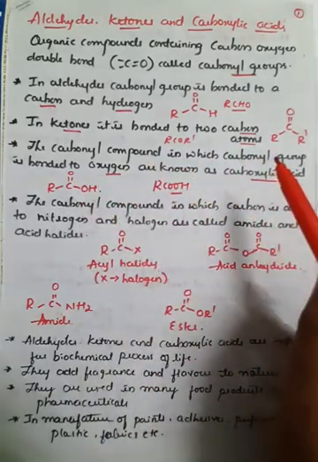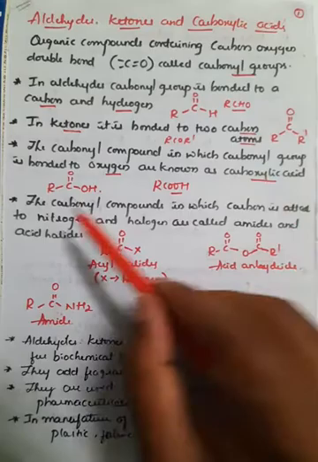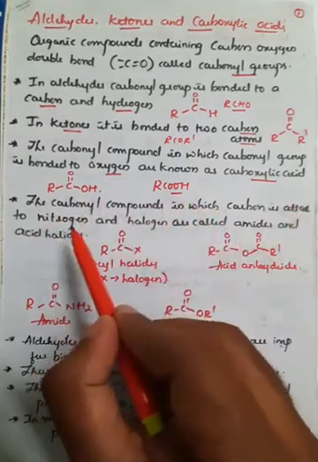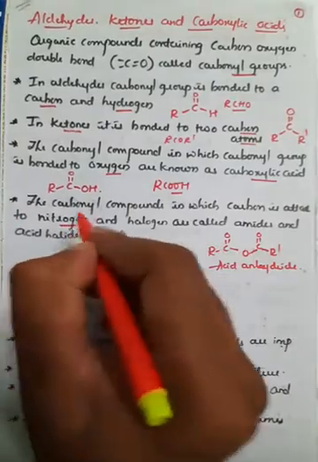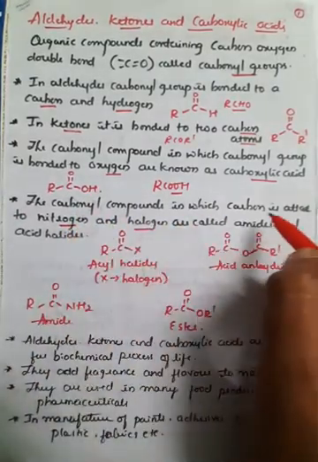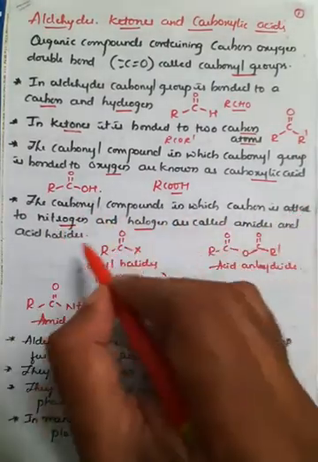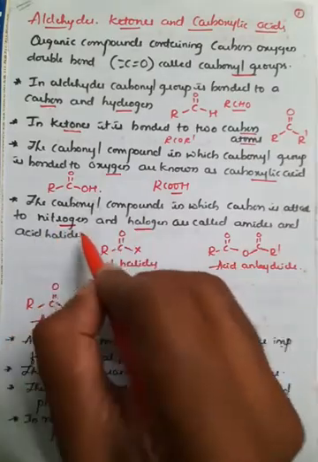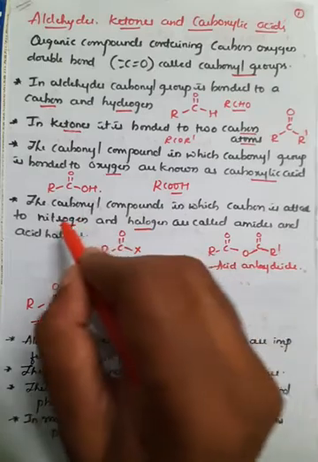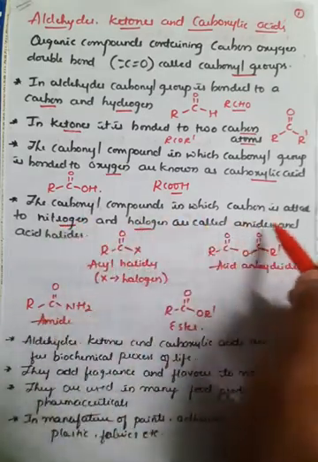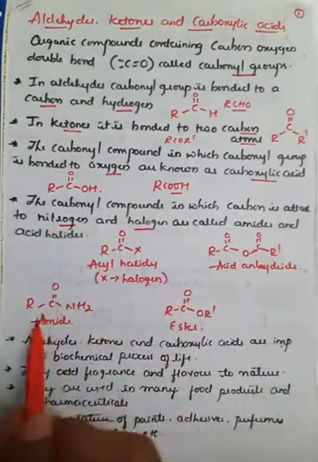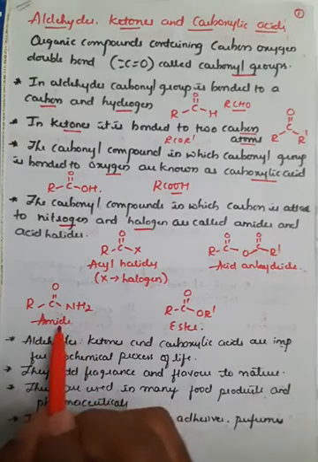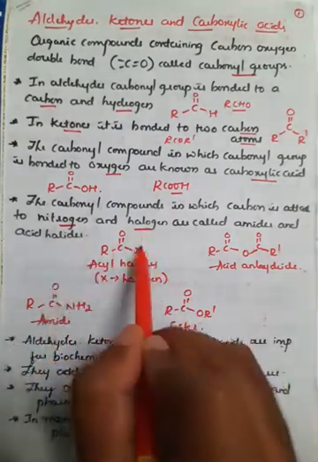carboxylic acid group. And further, if you see the carbonyl compounds in which carbon is attached to nitrogen or halogens, they are generally called amides and acid halides, right? So if the carbonyl group is bonded to a halogen atom, it is called an acid halide, and if the carbonyl group is bonded to the nitrogen group, then it is called an amide. Here if you observe, the carbonyl group which is bonded to NH2 is called an amide. The carbonyl group which is bonded to the halogen, right?